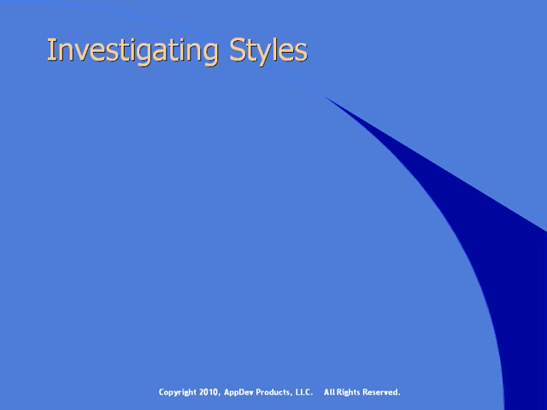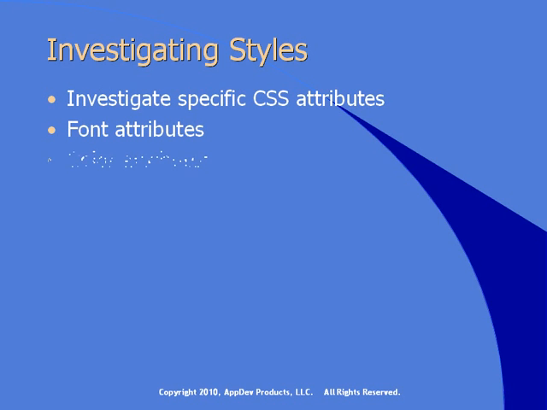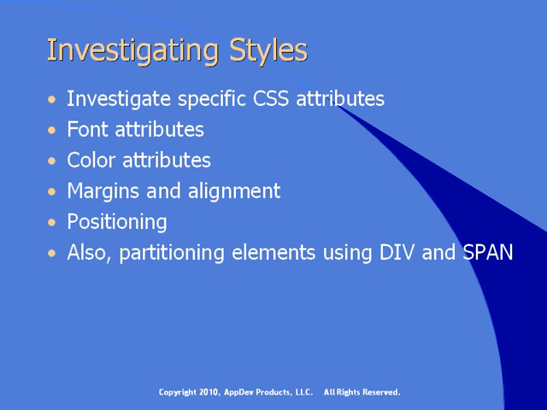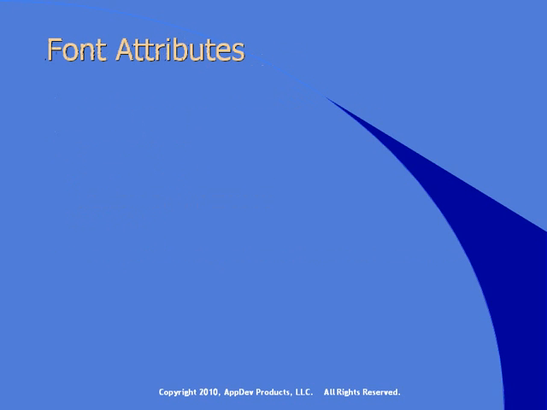In the following set of slides and demos, we're going to investigate specific CSS attributes. We'll look at font attributes, color attributes, margins and alignment attributes, positioning attributes, and we'll also look at partitioning elements using the div and span elements within HTML. These become very important when you want to apply styles to a portion of a larger element. Let's start by looking at fonts.